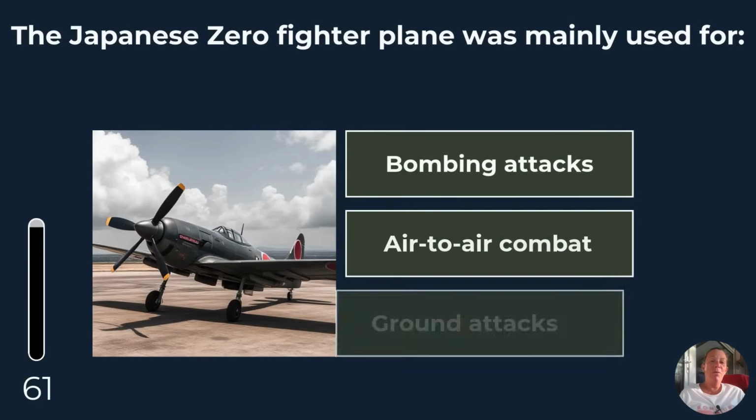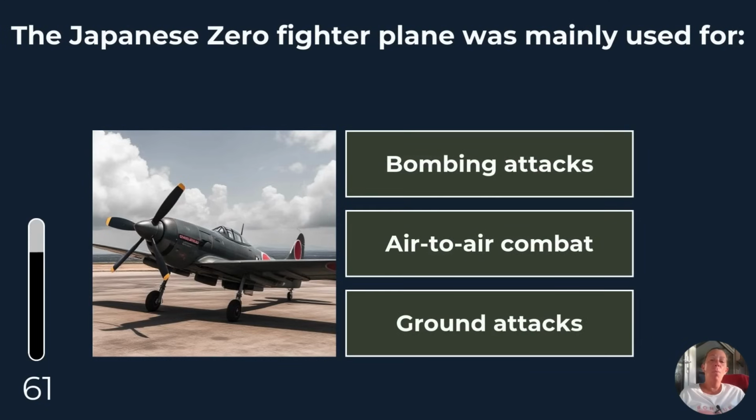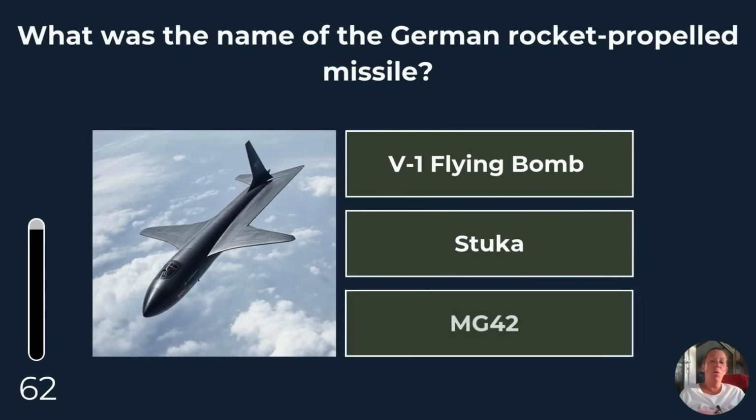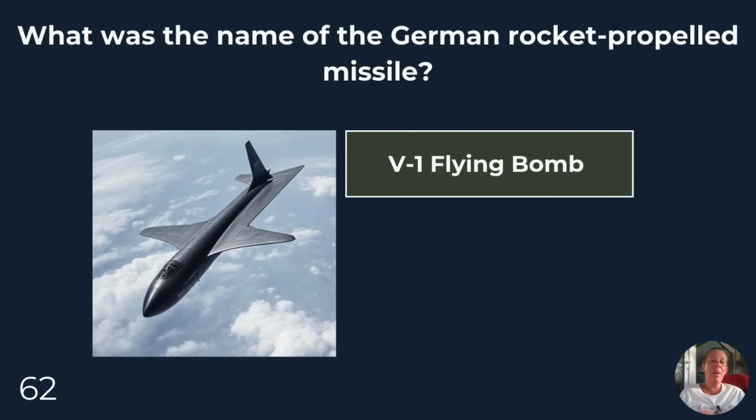The Japanese Zero fighter plane was mainly used for bombing attacks, air-to-air combat, or ground attacks. Air-to-air combat. What was the name of the German rocket-propelled missile? V-1 flying bomb, Stuka, or MG-42? V-1 flying bomb.